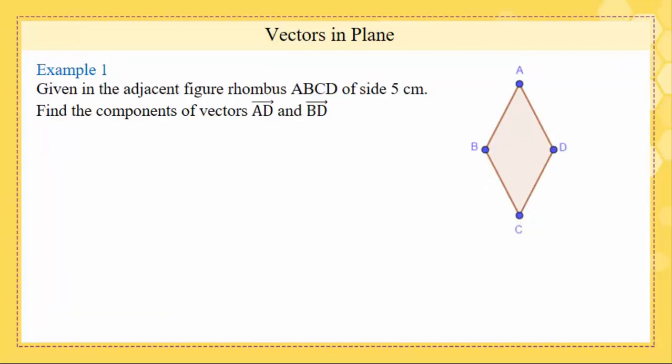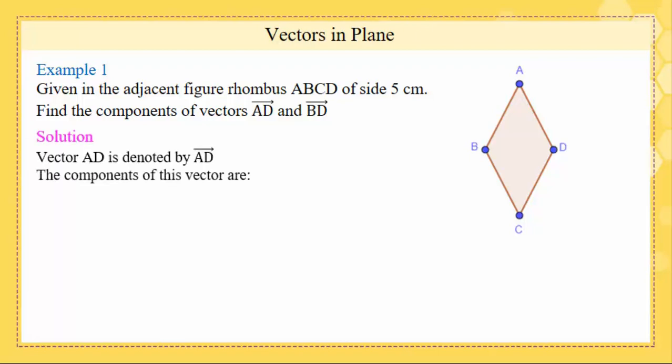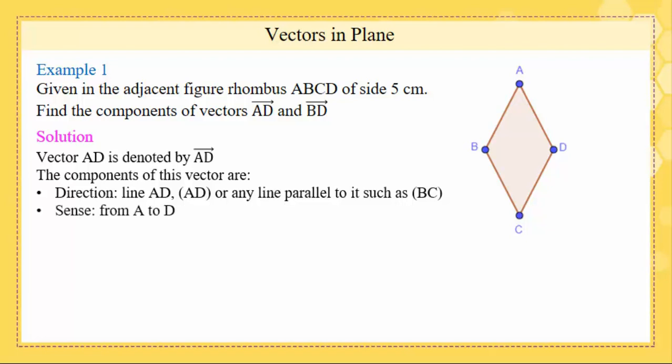Example: if we have a rhombus ABCD of side 5 cm, we need to find the components of vectors AD and BD. The components, as we said, are the direction, sense, and magnitude. Let's start with the vector AD. The components of vector AD are the direction, which is line AD or any line parallel to it, the sense from point A to point D, and the magnitude, which is the length of segment AD, 5 cm in this case.